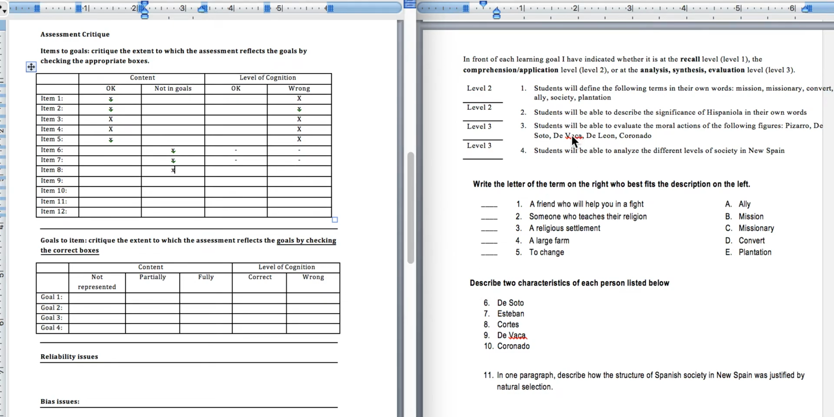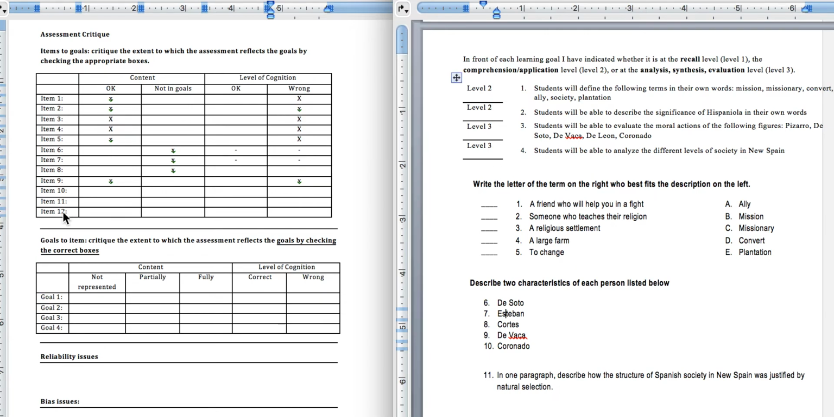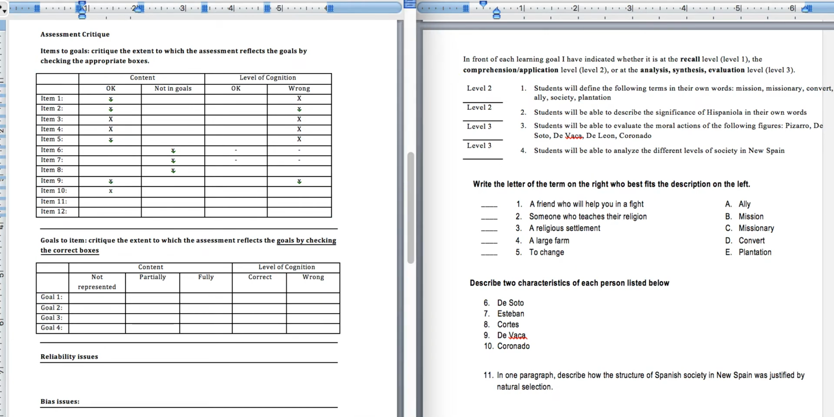Debaca, he's in there. All right, there we go. Now we got somebody who's right, but again, wrong level of cognition. And then Coronado, he is also in the goals. And he is also, though, at the wrong level of cognition.